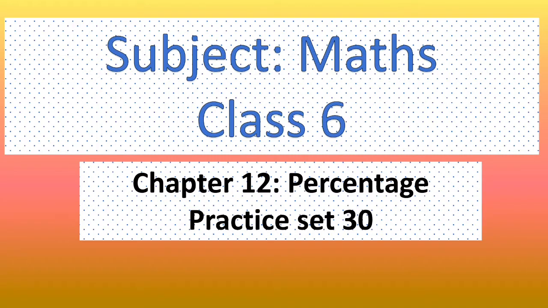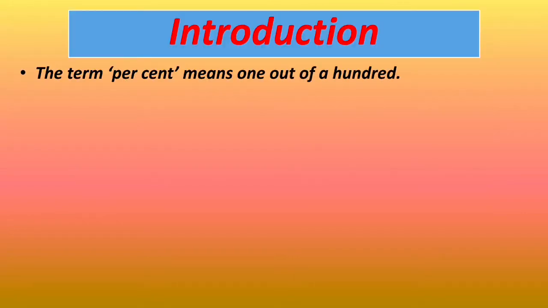Today we are going to see practice set number 30. Percentage. The term percent means 1 out of 100, meaning if a particular thing has 100 parts, we get 1 cent per cent. Per means 1, cent means 100, and this is called percentage.